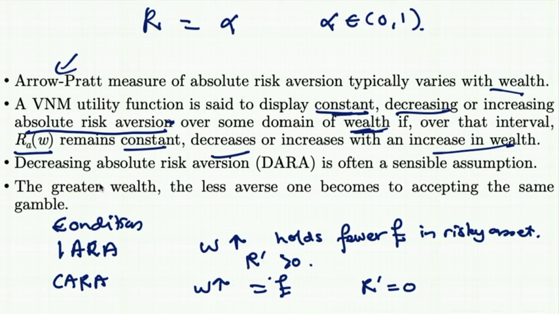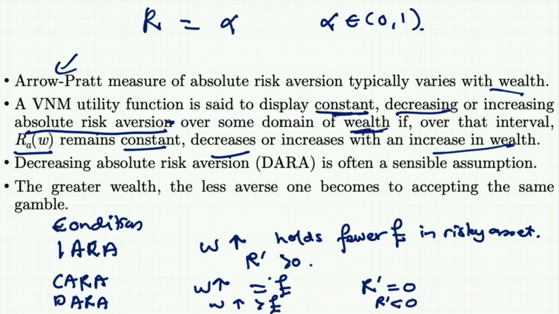And lastly, we have decreasing absolute risk aversion. If the von Neumann Morgenstern utility function possesses decreasing absolute risk aversion within some domain of wealth, then when wealth increases, he will hold more dollars or more pounds sterling in risky assets. So in this case, we have R prime less than 0.